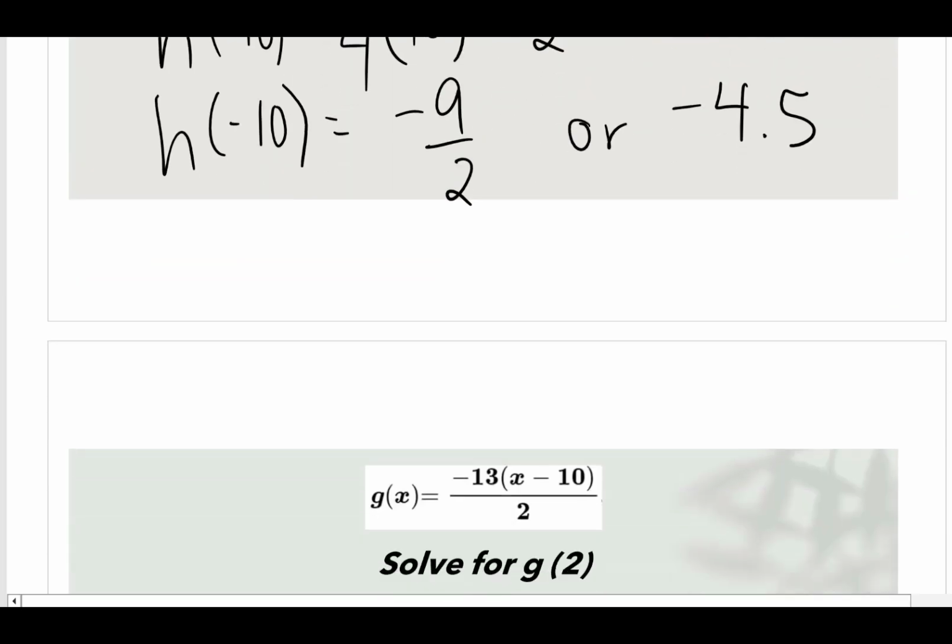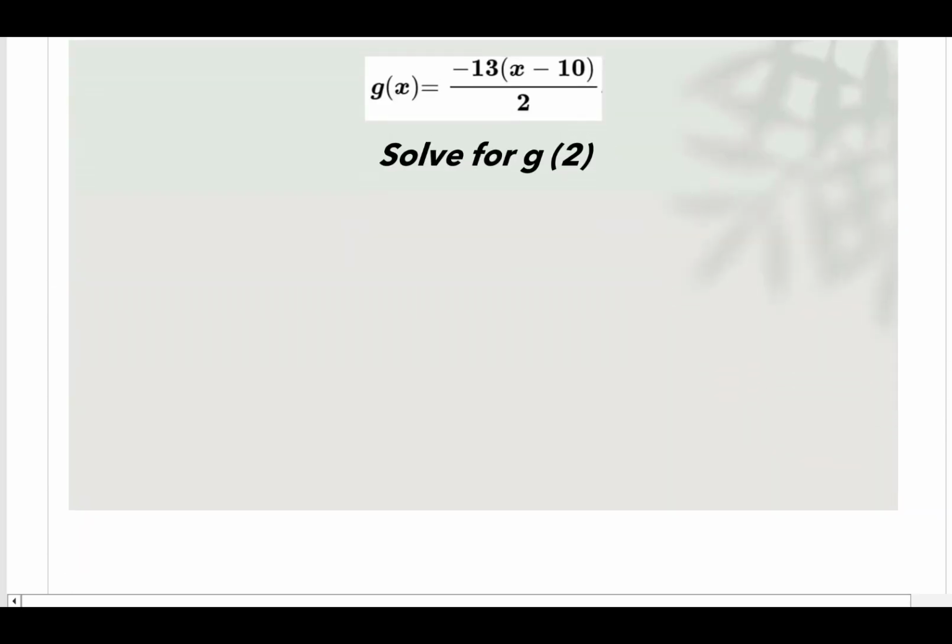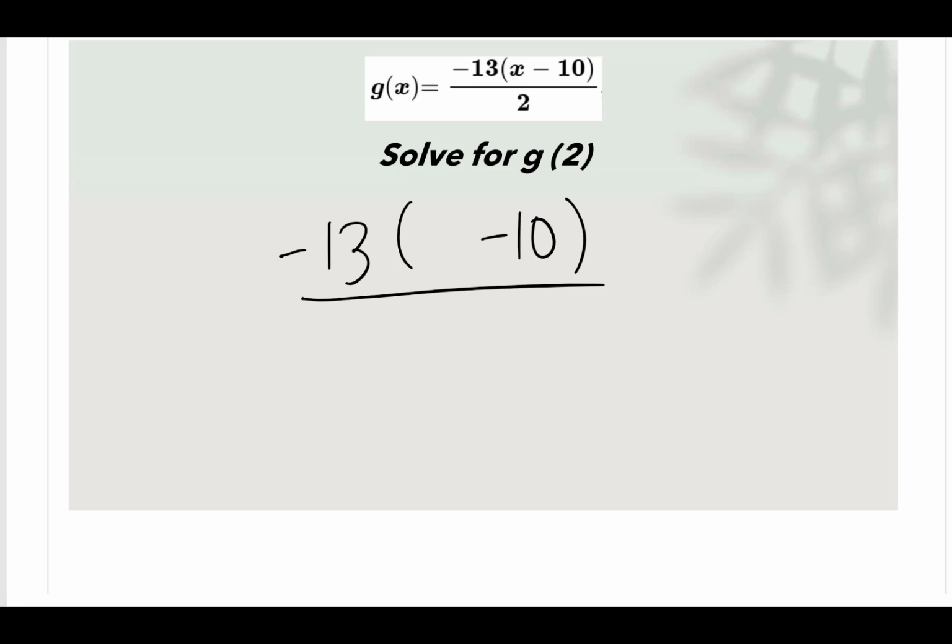All right, next problem. Same thing, copy it. But now we're changing the x, so I'm going to leave that blank, right? Because here is the x. So we're solving x is now 2.